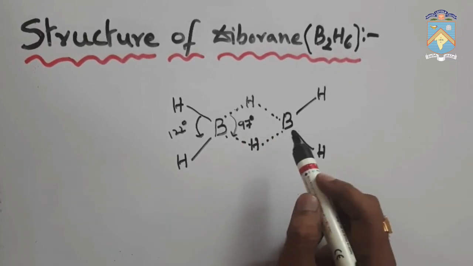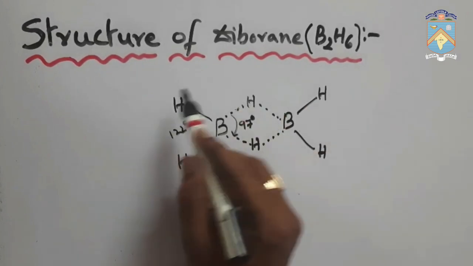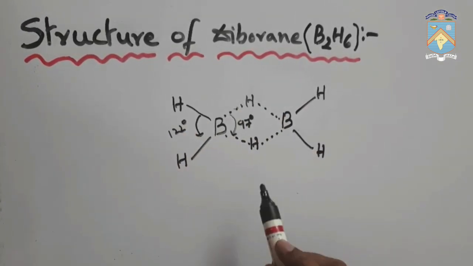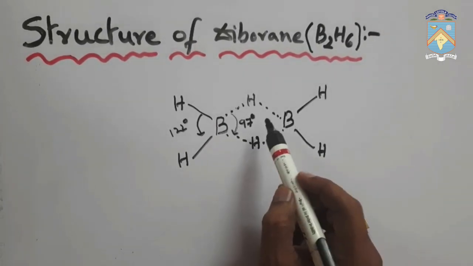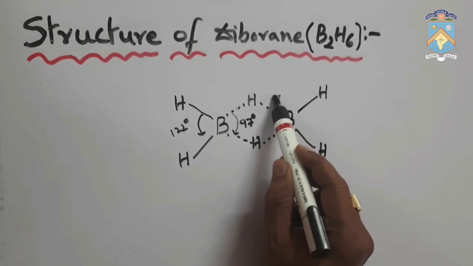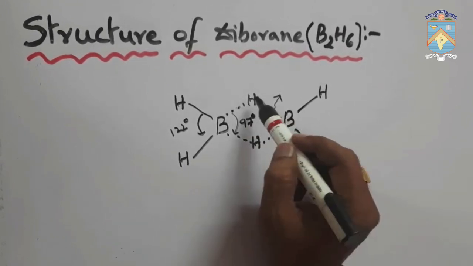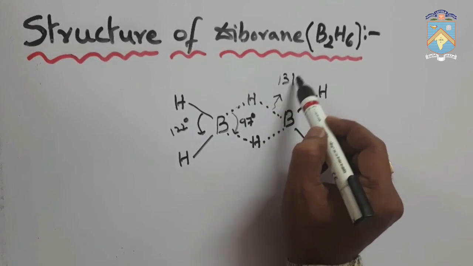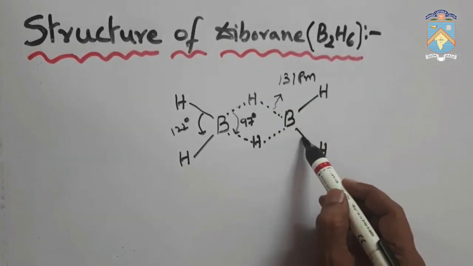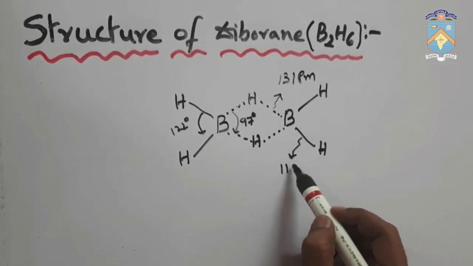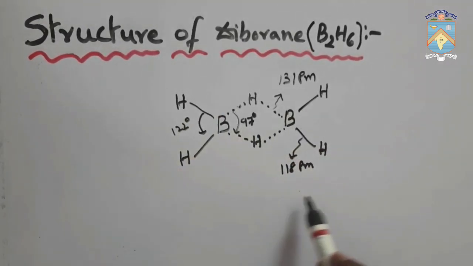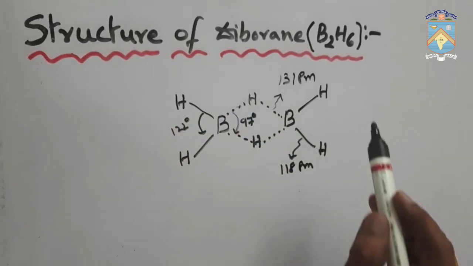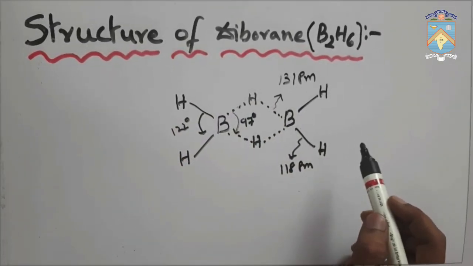Now, how do you explain the so-called experimental structure of diborane by using orbitals theory or valence bond theory? That is another important point. Now, even the BH bond lengths are different. For example, this BH bond length is 131 picometers, whereas this BH bond length is 118 picometers. So now we need to explain this structure of diborane using our orbital theory.